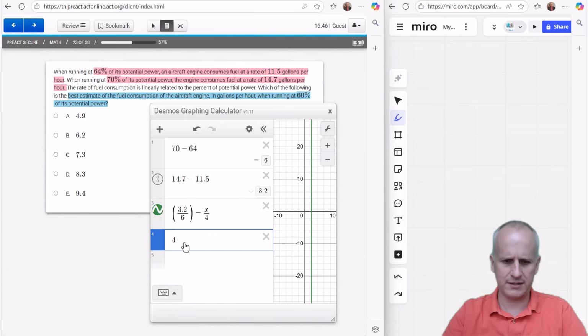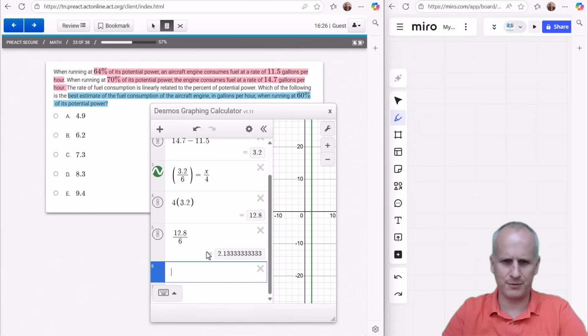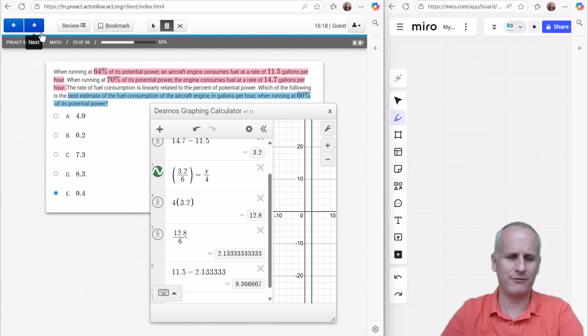So now we can just track all of this in our interface. We've got 4 times 3.2, and I can use the parentheses to avoid having to pull that up. And then we're just going to take that 12.8 and divide by 6, which gives me a difference of 2.133 for the decrease from the 11.5 to the new amount. So I'm just going to take that 11.5, subtract out 2.1333, and we discover that this is closest to 9.4. Again, you can do it all in the interface to avoid having to commit to extra time-consuming work.